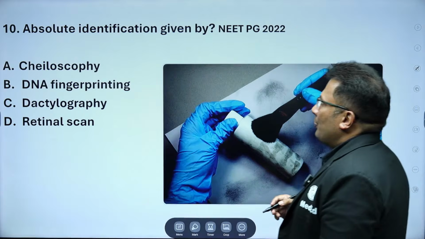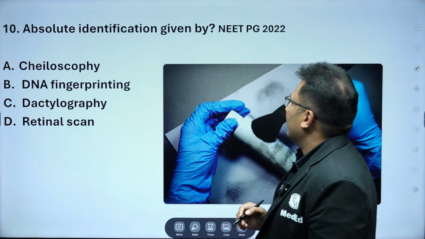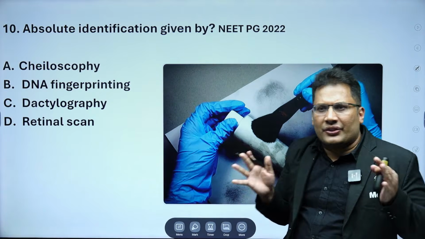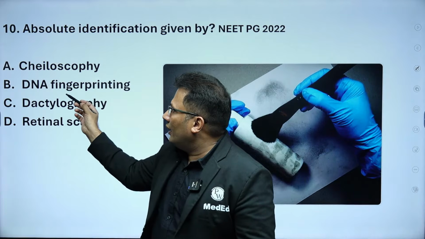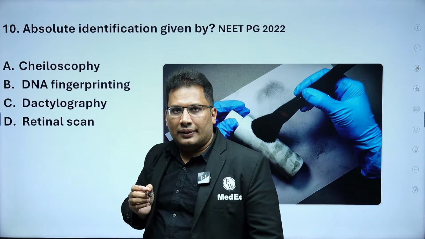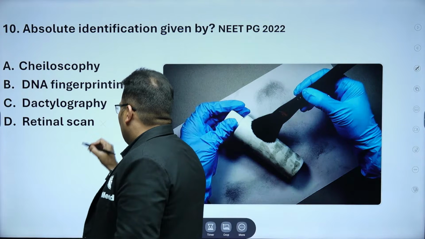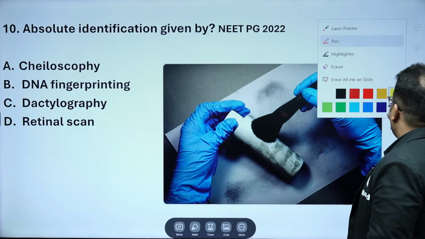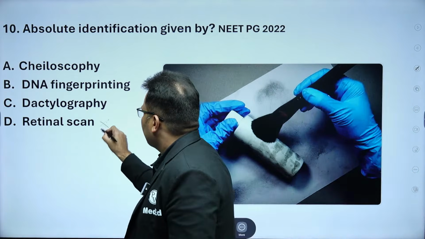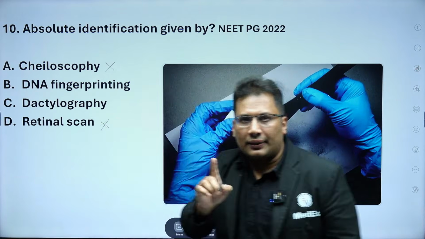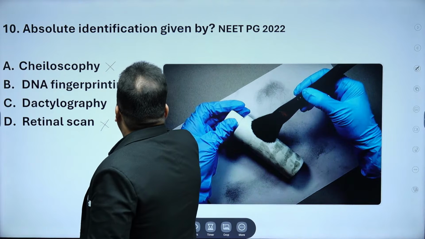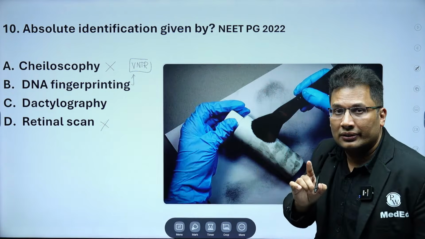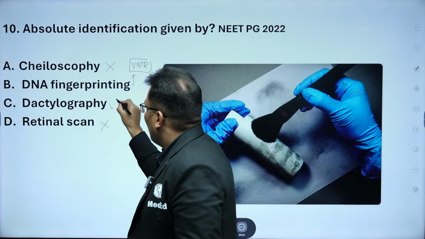Next. Absolute identification is given by, absolute मतलब 100% is given by. Options are cheiloscopy, DNA fingerprinting, dactylography, retinal scan. Definitely not retinal scan. Not absolute है, definitely it is useful but not absolute. Cheiloscopy lip print है, again it is good only but not absolute. DNA fingerprinting, VNTR, but not useful in identical twins. याद रखना. The best answer है ना dactylography.